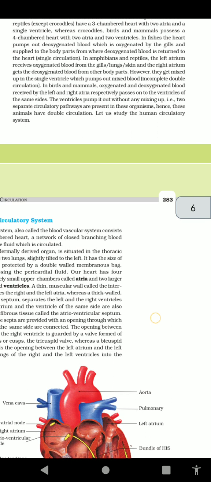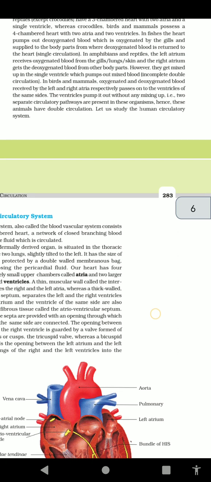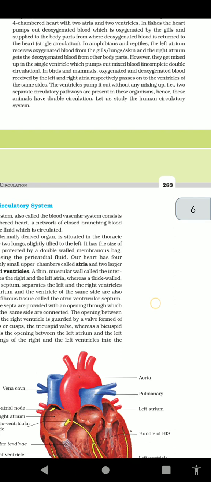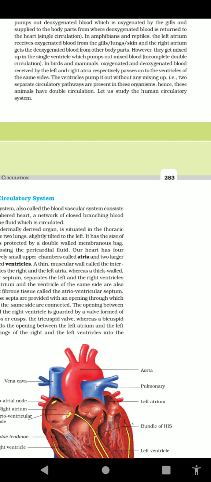Single circulation. In amphibians and reptiles, the left atrium receives oxygenated blood from the gills, lungs, and skin, and the right atrium gets deoxygenated blood from the body parts. However, they get mixed up in the single ventricle, which pumps out the mixed blood.